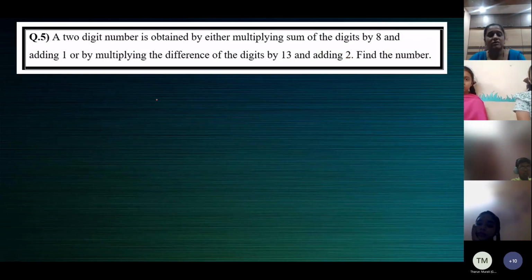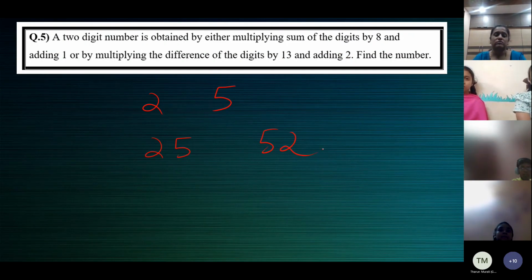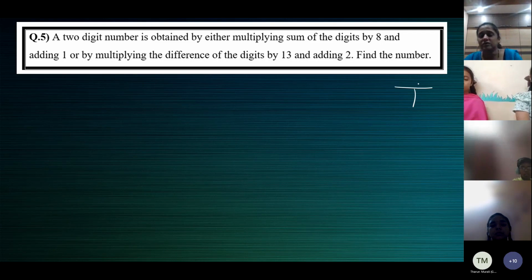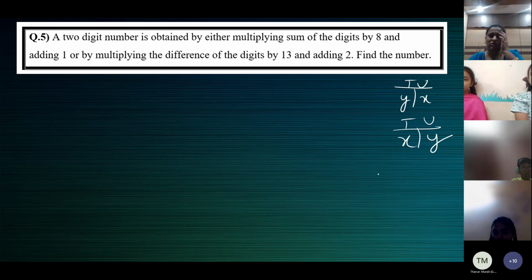But here, when the digits are 2 and 5, the number can be 25 or 52. What I'm trying to say is, when it's about one number, you cannot say let the tens digit be greater or the units digit be greater. You will have to take both the cases. So you can only say let the units digit be X, let the tens digit be Y. Or you can say let the units digit be Y, let the tens digit be X. You can assume any one of the two.